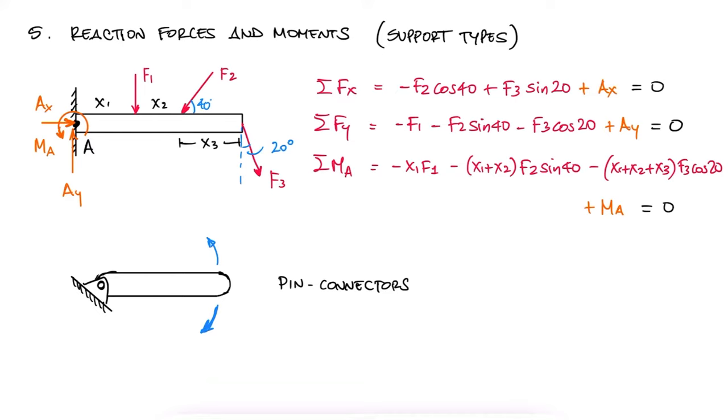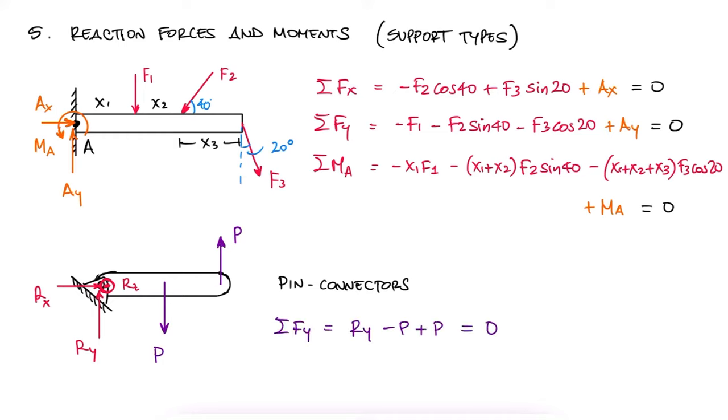This means that for pin connectors, the sum of forces in the x and y directions, and z if the structure is 3D, will allow reaction forces Rx, Ry, and Rz to exist in the x, y, and z axes. Sure, under some circumstances where the external loads cancel out, for example the y reaction here, or when there are no external loads in one direction, for example the x axis, the reaction forces can be zero.